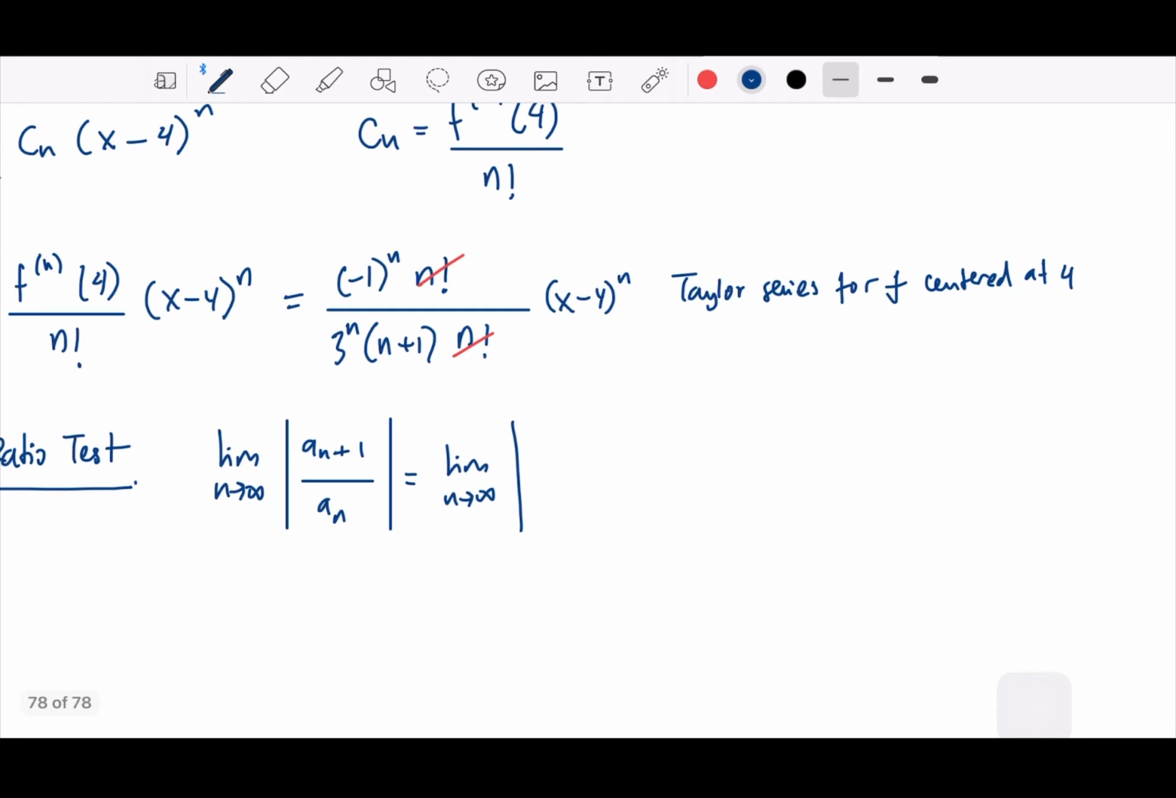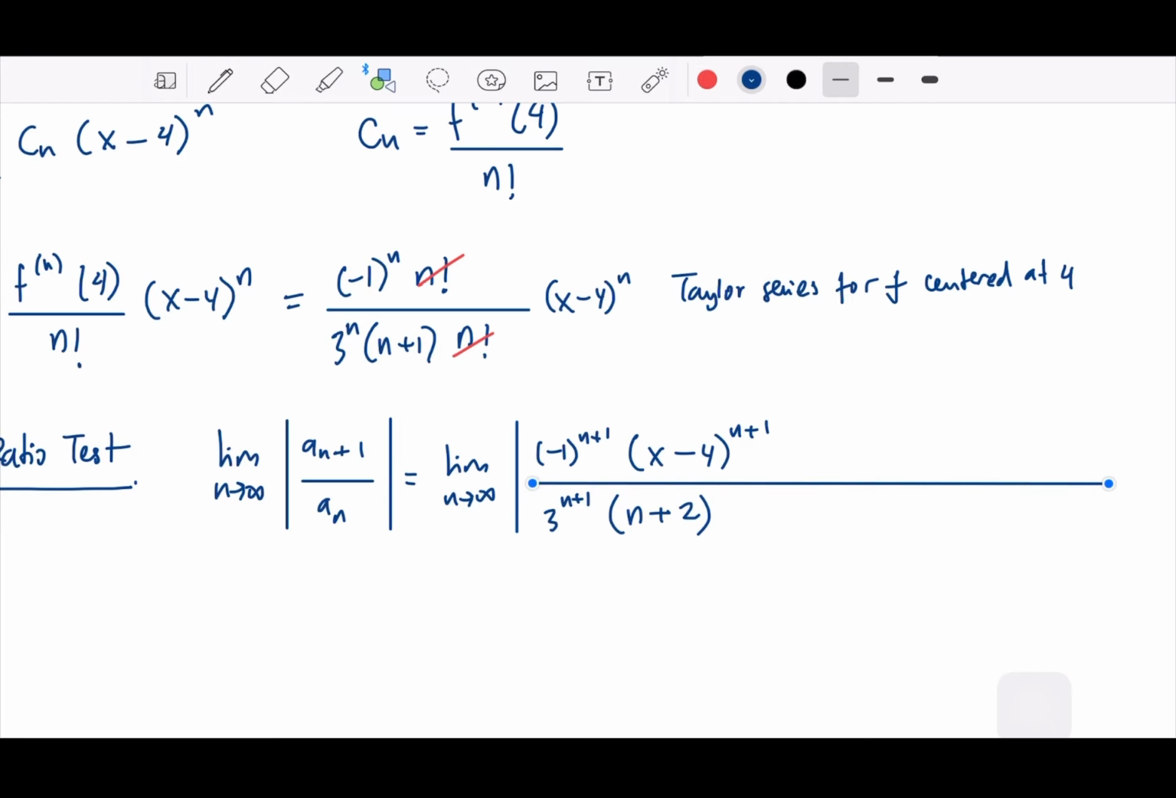So this will be n x minus 4, n plus 1, and then 3, n plus 1, and n plus 1 plus 1, so plus 2. And this is multiplied with 3n, n plus 1, and then negative 1, and x minus 4 with power of n.